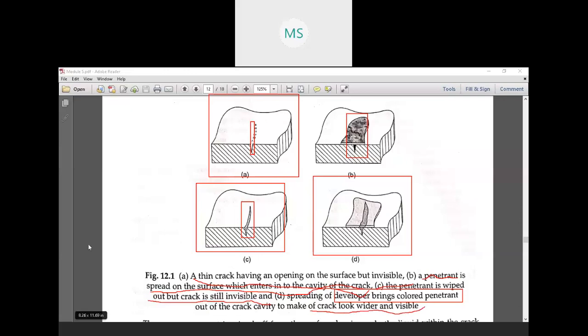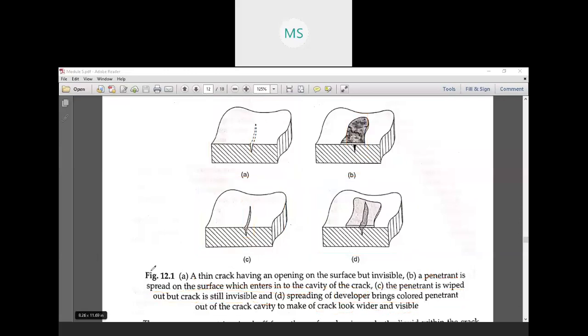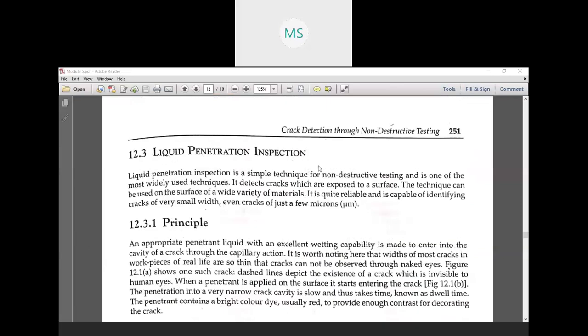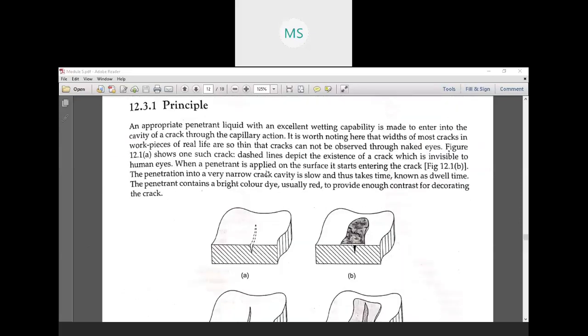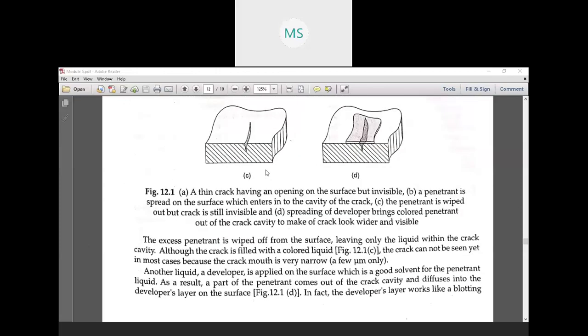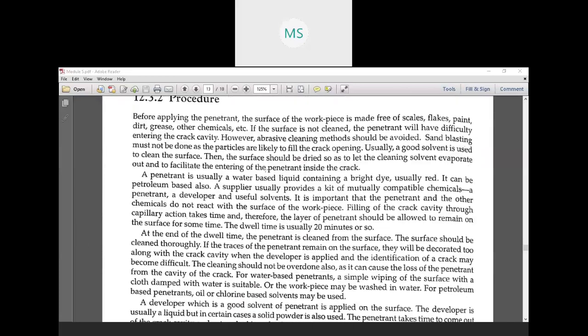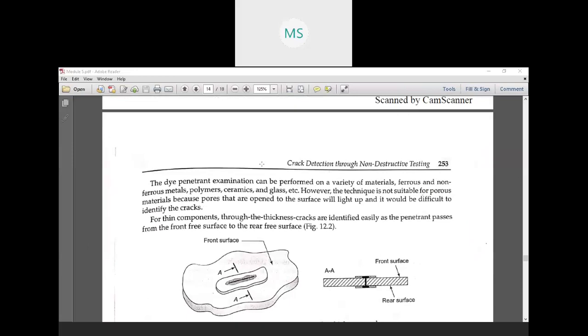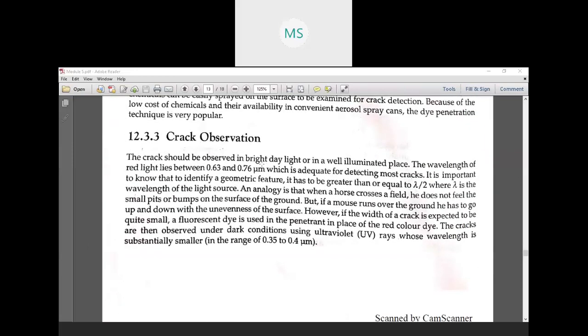This type of inspection with the help of a liquid is known as liquid penetrant inspection. Why is it known as liquid penetrant inspection? Because we are doing the inspection using a liquid as a penetrant. Understood. You can read this in detail if you want to go through it. The procedure is described in detail here. Next is the crack observation.